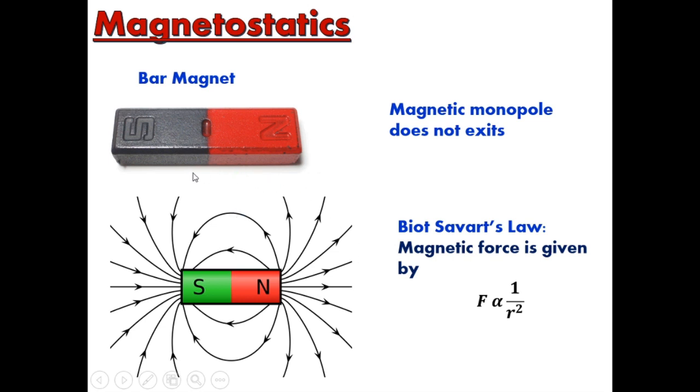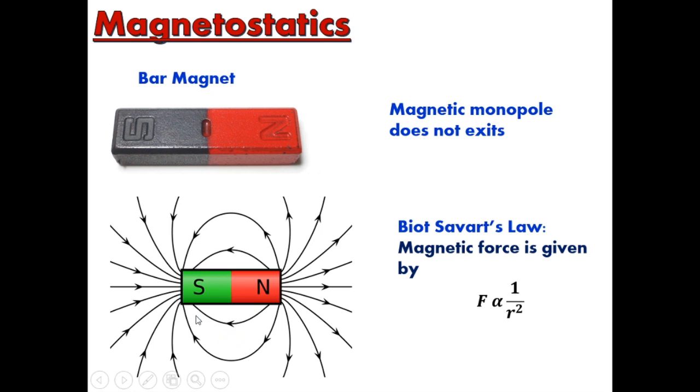If you see this particular picture, then the magnetic field is also represented by magnetic field lines. And from this picture it is seen that magnetic field lines are moving away from the N pole, they are emerging out from the N pole, and they are returning back to the S pole. So magnetic field lines are entering into the S pole.